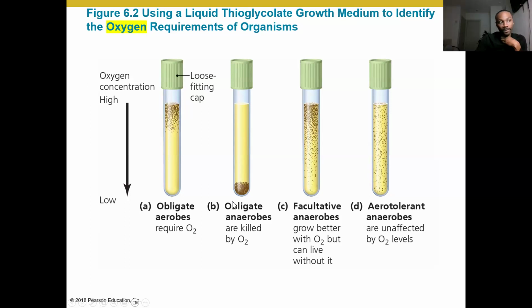And then you have facultative and aerotolerant organisms. These can grow with or without oxygen. Again, with or without oxygen. Obligate aerobes must have oxygen. Facultative anaerobes or aerotolerant anaerobes don't need it, but they can grow with it or they can grow without it. And again, obligate anaerobes, no oxygen. It kills them.